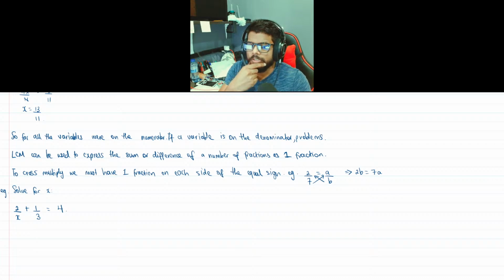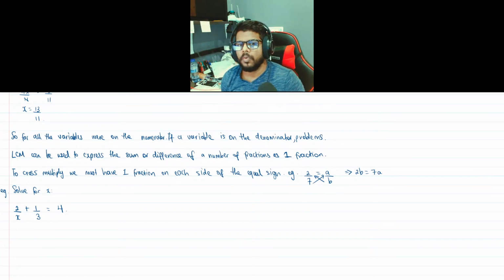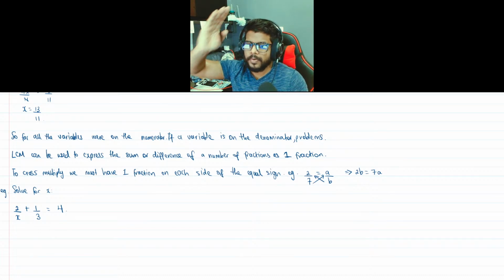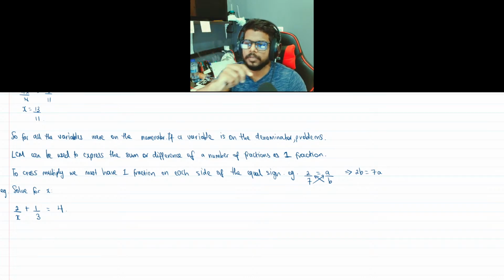But in order to cross multiply, I must first have one fraction on each side. If by some chance I have more than one fraction on a side, I can either use LCM or multiply, depending on the operation, and make that one fraction. So let's look at this example here. First thing that I notice, I have a problem. My problem is my variable is on the denominator. Well, if my variable is on the denominator, I want to bring him to the numerator. How do I bring him to the numerator? By cross multiplying.